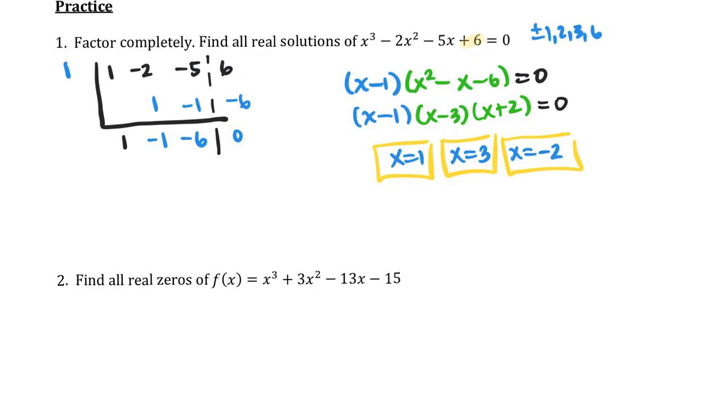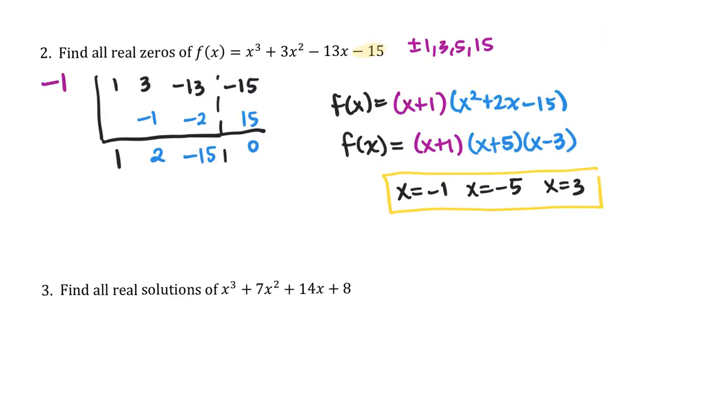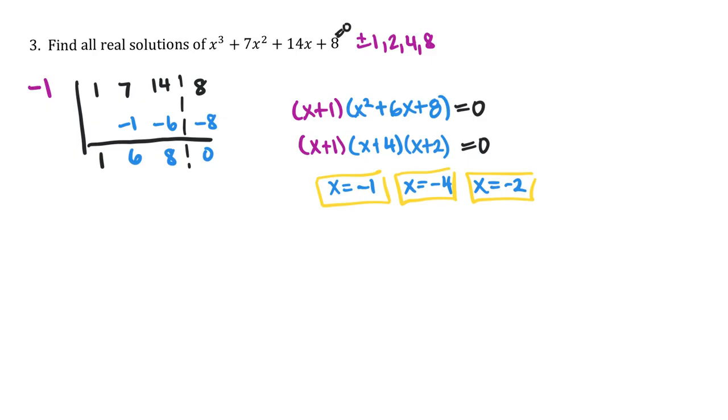For number 1, I got x equals 1, 3, and negative 2. Go ahead and try 2. For number 2, my zeros were x equals negative 1, negative 5, and 3. And for number 3, my solutions were x equals negative 1, negative 4, and negative 2.